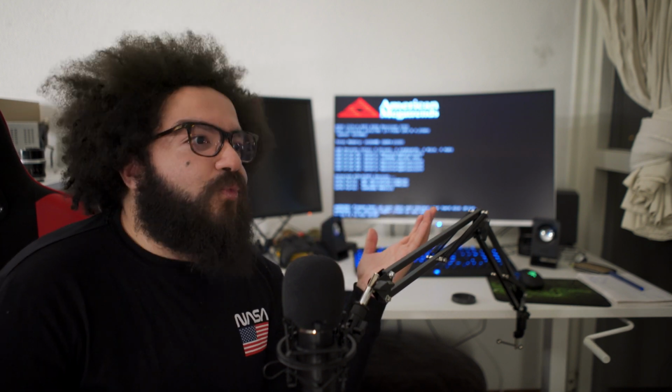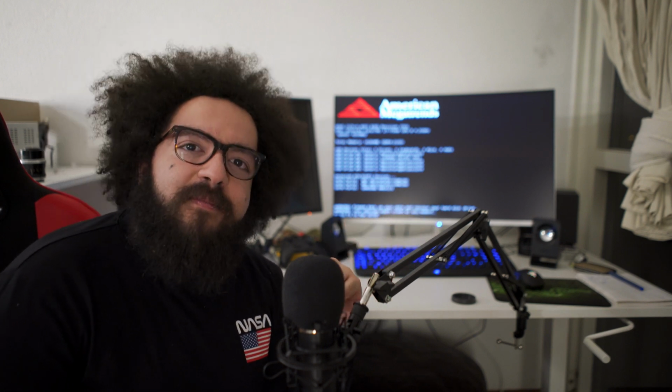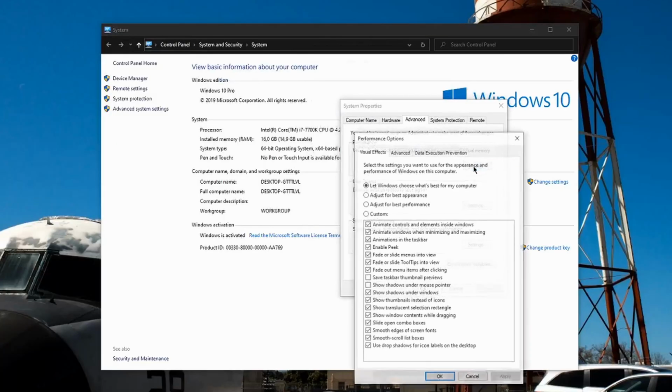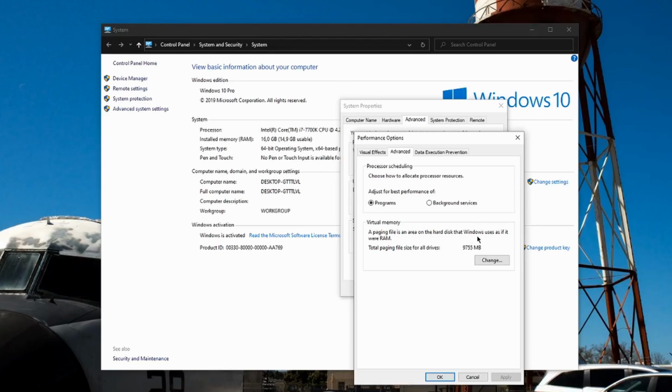So I do a lot of video and photo editing on my PC. Now the problem is, most of the software I use is very RAM hungry. And the number one thing that the OS does when you use most of the RAM on your PC is that it will use the page file. So what is a page file? A page file is basically a very big file on your hard drive that acts like an extension of your RAM, but it's on your hard drive.